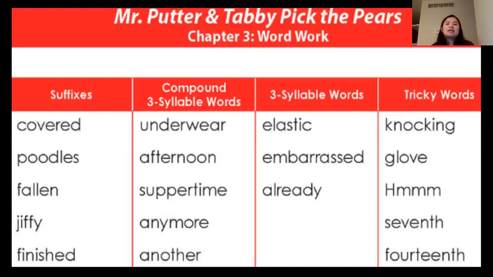3-syllable words. Elastic, you say it. Good job. Embarrassed, you say it. Good job. Already, you say it. Good job. Now, for tricky words, we have the word knocking. You say it.